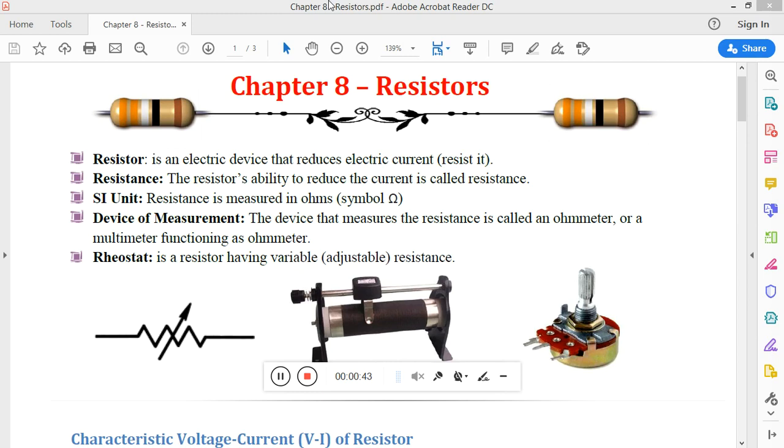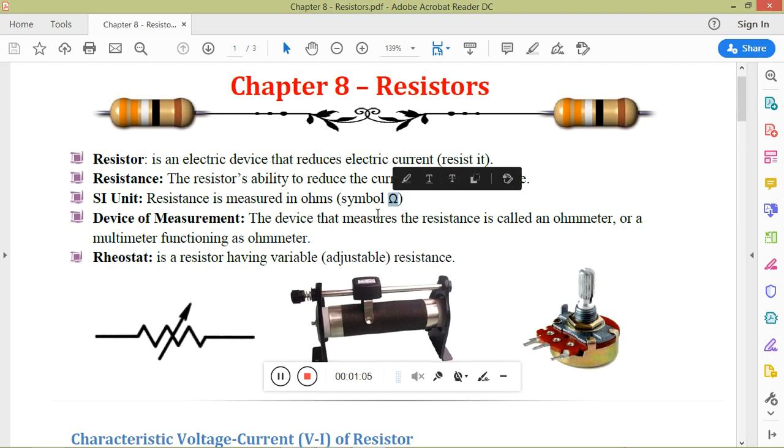What's the resistance? The resistance is a constant characteristic of each resistor. It characterizes the resistor. It's the resistor's ability to reduce the current. Its SI unit is ohms, and its symbol is the Latin omega, as this symbol. We can measure the resistance using the ohm meter or a multimeter that functions as an ohm meter.